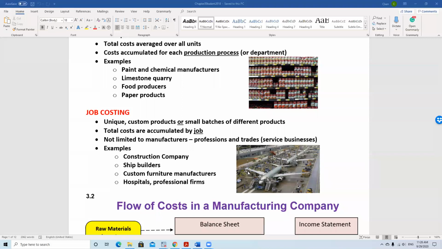And then our total costs are accumulated by each job. For example, if you are producing airplanes, then one airplane is one job. And if you're producing cars, maybe one car is a job. We use job costing on construction companies, shipbuilders, custom furniture manufacturers, and hospitals and professional firms. And then we do a job costing on each job.